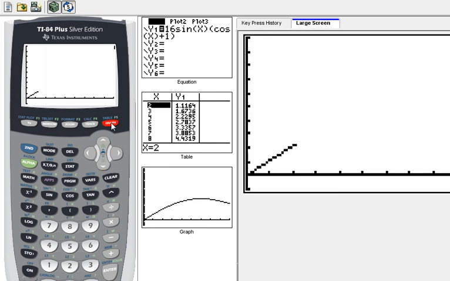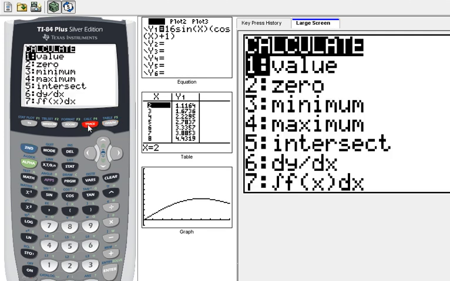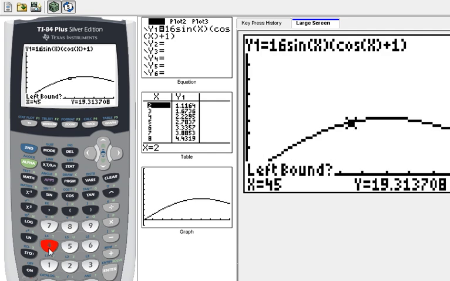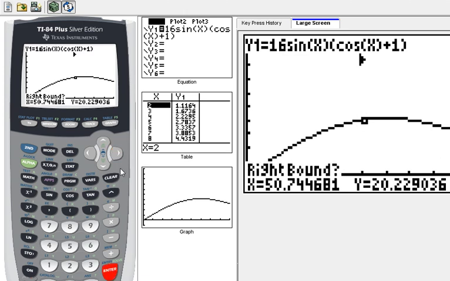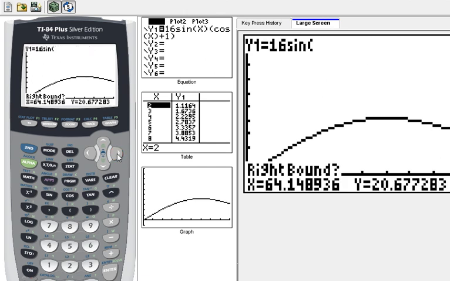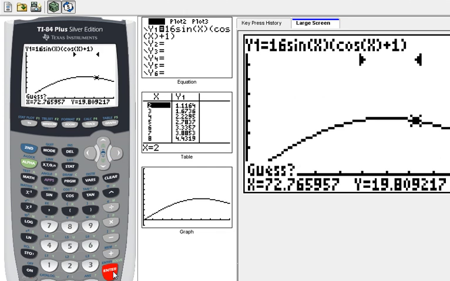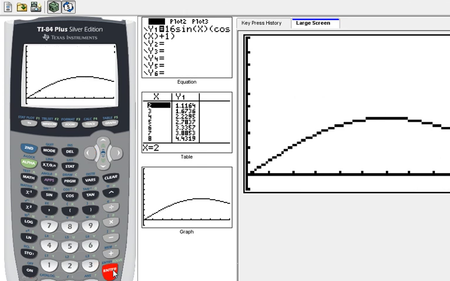Okay, and now if I hit graph, the question is, can I see that high point on the graph? And I can. I can see the high point, so that's very good. To find that high point, you're going to go second, trace. You want to do maximum, number 4. Notice it's asking me for the left bound, so I want to put my cursor a little bit left of that high point and hit enter. And then I'm going to put my cursor a little bit right of that high point and hit enter. And then it's asking me for a guess, so I will put it right on that high point, as close as I can get it, and hit enter.